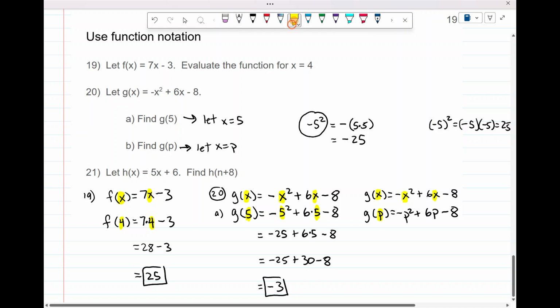Now, this cannot be simplified. None of these are like terms on the right-hand side, so we are actually done. And that is part B.